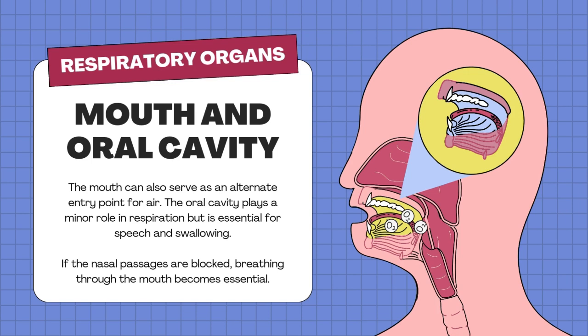Respiratory organs. Mouth and oral cavity. The mouth can also serve as an alternate entry point for air. The oral cavity plays a minor role in respiration but is essential for speech and swallowing. If the nasal passages are blocked, breathing through the mouth becomes essential.